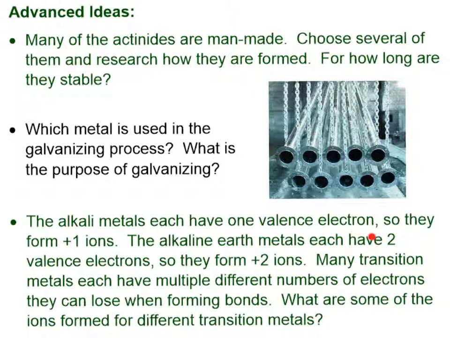Alkali metals each have one valence electron, so they form a +1 ion. The alkaline earth form +2 ions. But many transition metals have multiple different numbers of electrons they can lose when forming bonds. What are some of the ions formed for the different transition metals?